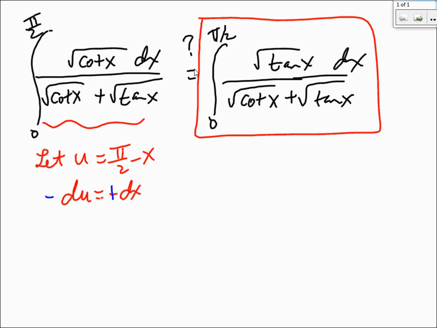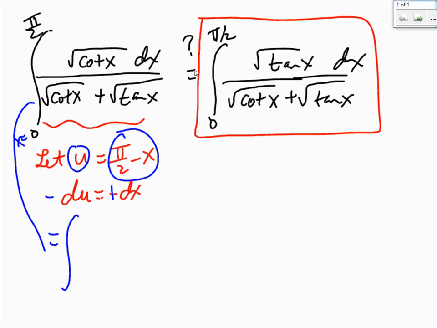Now, let's come down here, put an equal sign. Now let's look at the limits. Right now, the lower limit is when x is 0. Well, pi over 2 minus 0 is pi over 2. But that equals u. So u is pi over 2. The upper limit is x equals pi over 2. Well, u is equal to whatever pi over 2 minus x is. Well, pi over 2 minus pi over 2 is 0. So, the upper limit is u is 0.